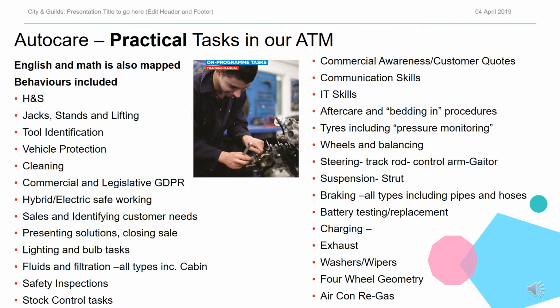To support this requirement, this slide shows a brief outline of the practical tasks we have built into our ATM, Apprenticeship Training Manual, for the Autocare Standard. We have around 40 tasks for the apprentices to work towards, along with mapping for maths and English, and the behaviour elements are also included per task.